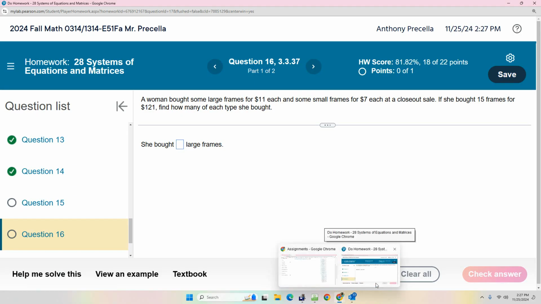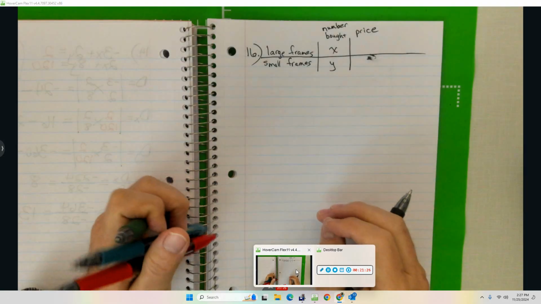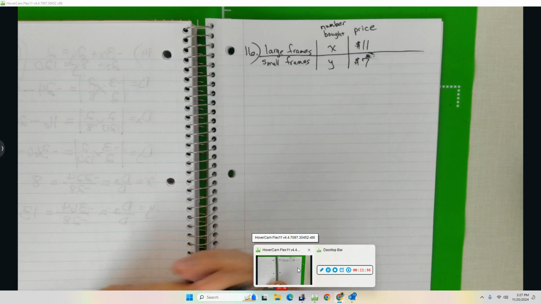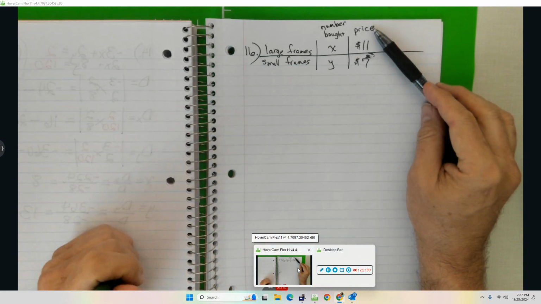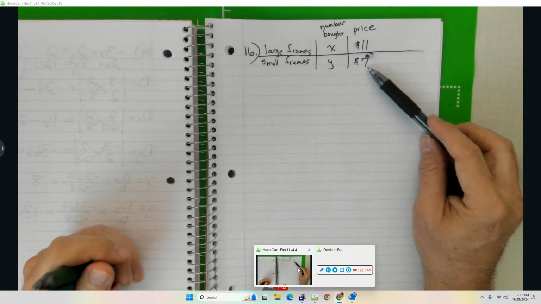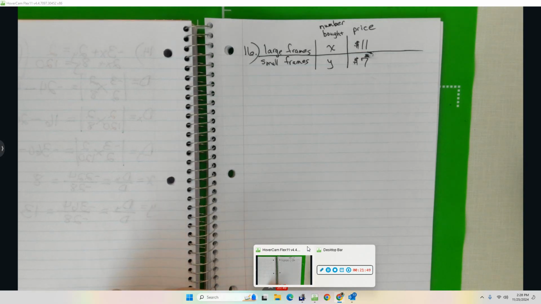Let's continue trying to digest this information they gave us. The selling price, or the price. The large frames were $11. The small frames were only $7. So I'm labeling a column for price. One is $11, the large frames. The small frames were $7. But they gave us more information as well. What else did they give us?